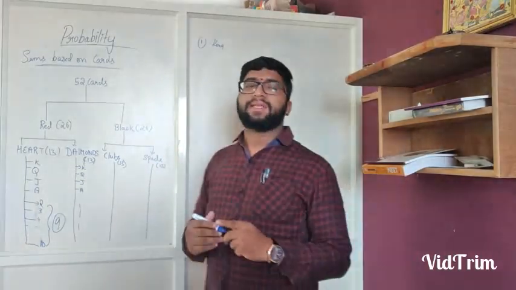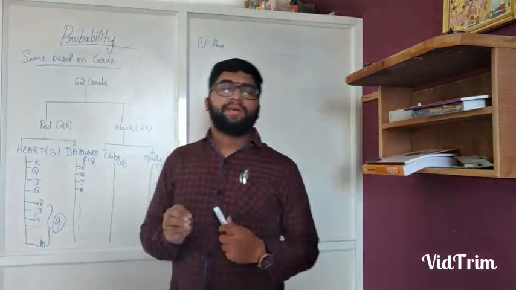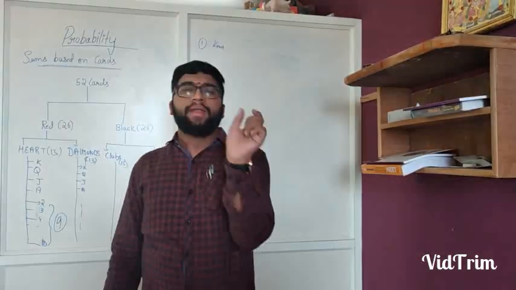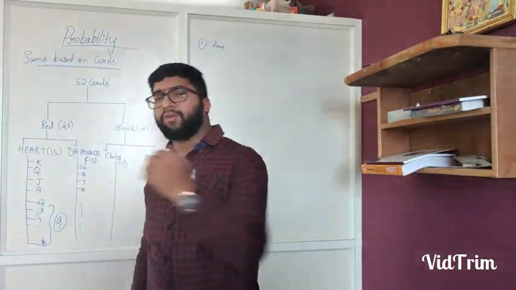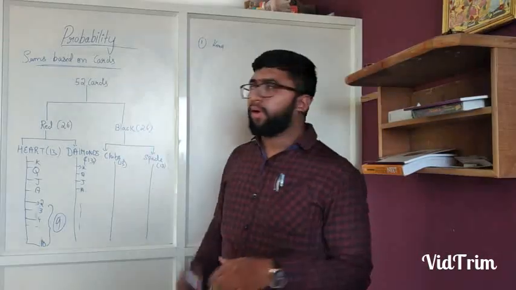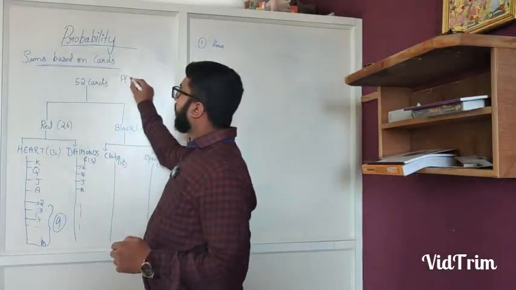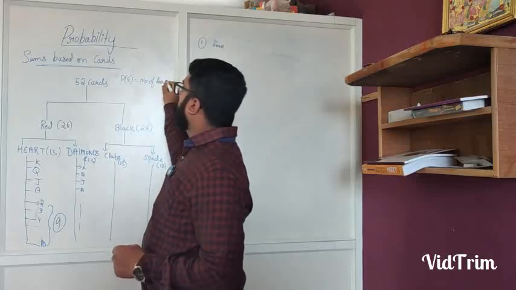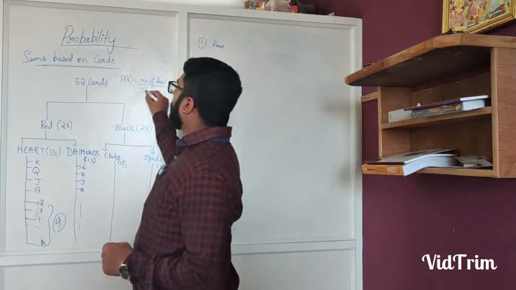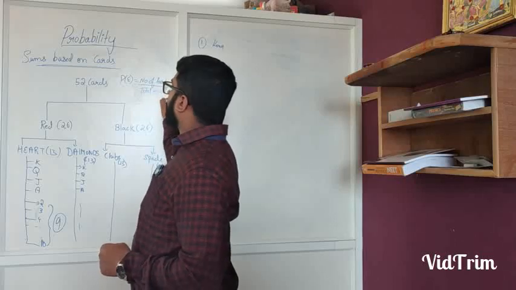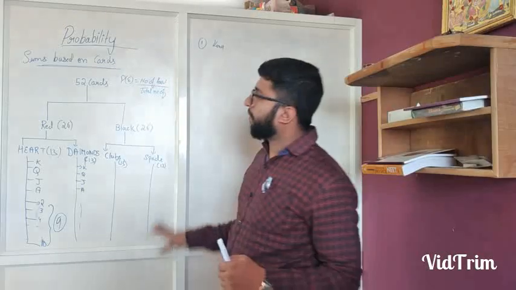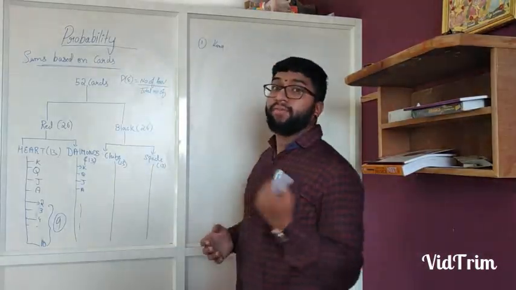In our first video itself, we have discussed the probability of an event. If you want to find that, you have a very simple formula: the number of favorable outcomes divided by the total number of outcomes. Don't forget to write that. This is the formula, right? So here, how many outcomes are there? Totally, we are having 52 outcomes.